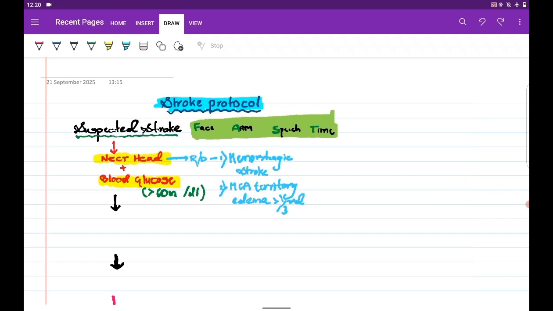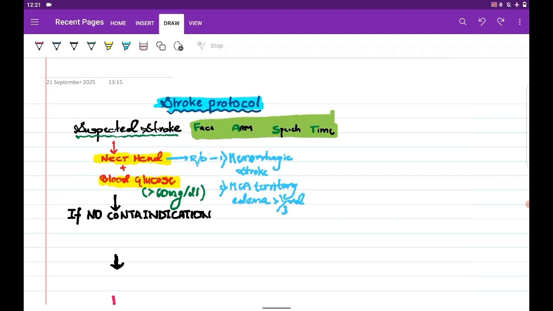So on NCCT head we have to rule out two things. First is hemorrhagic stroke and second is MCA territory edema more than one third. Okay, when these things are ruled out, we also have to get a blood glucose done, because if the blood glucose level is less than 60 milligram per dL, or very low, it can mimic a stroke. So we should get blood glucose level done in the ER.